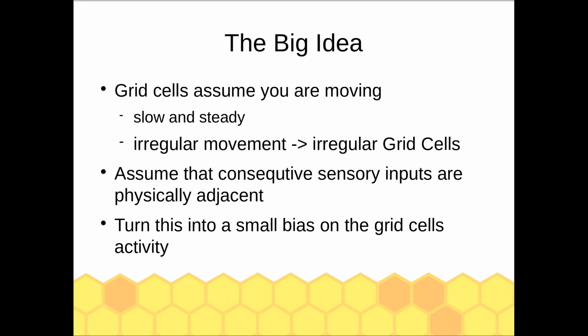The model makes an assumption about how the world works. The model assumes that you are moving through the world. The model also assumes that consecutive sensory inputs are physically adjacent in the world. The model uses these assumptions to piece together where things are located in the world and how they're connected to each other. The grid cells are modeled as a modified spatial pooler. These assumptions are turned into mathematical equations which act as a small bias on the spatial pooler's activity. The bias causes the spatial pooler to do grid cells. It turns the spatial pooler into grid cells.